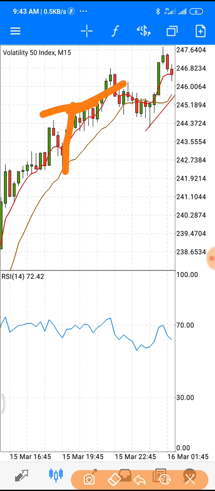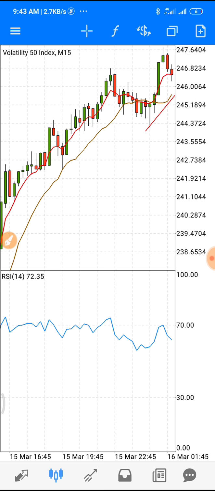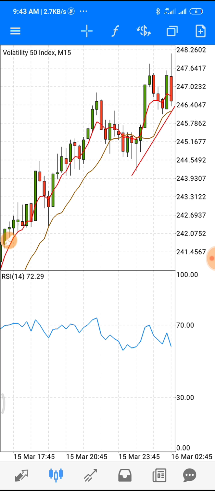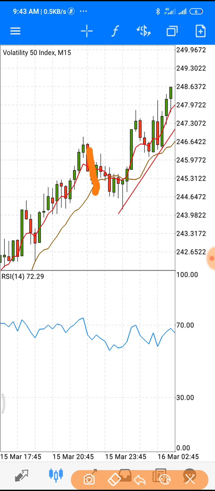You wait again for another pullback. Then on this pullback, you enter here again. It went up a little bit, but now came down. So if you are smart enough, you would have closed around here, or even after you've seen this kind of rejection candle. After seeing this rejection candle, you should have closed the market.